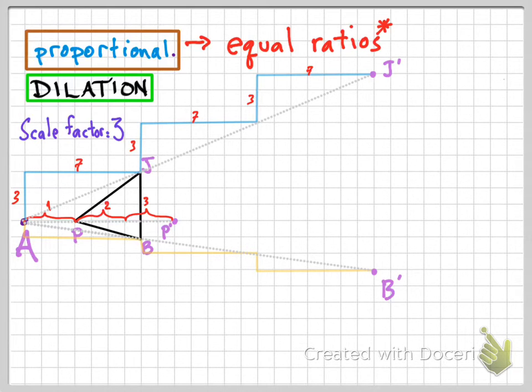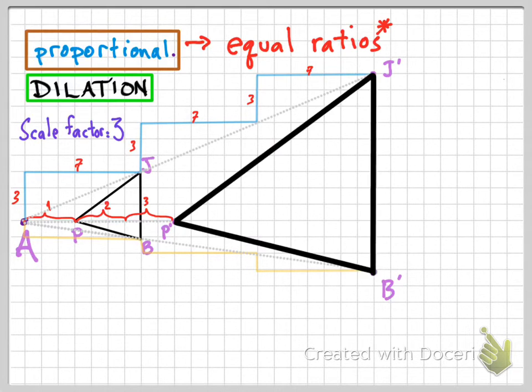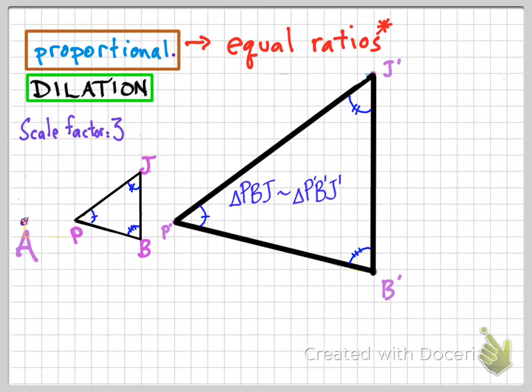I'd keep on drawing that line, and I've got now my 3 points of the triangle, so I can draw my new similar triangle. And I can say that triangle PBJ is similar to triangle P prime, B prime, J prime. Now let me clean up the drawing a little bit. Mark off my congruent angles there. So yeah, all my corresponding angles are congruent to each other. And so let's talk about what it means for sides to be proportional.